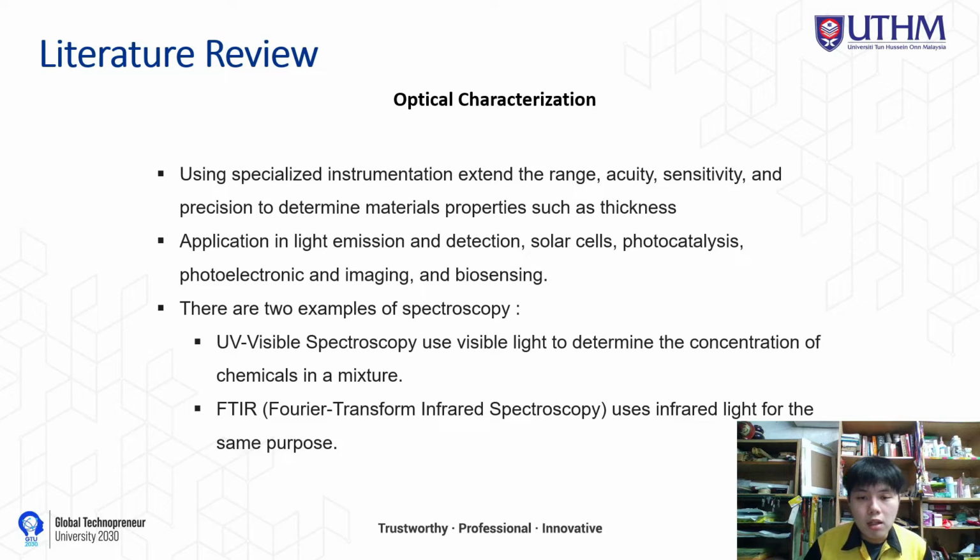There are two examples of spectroscopy, which are UV-visible spectroscopy and FTIR. UV-visible spectroscopy uses visible light to determine the concentration of a chemical in a mixture. And Fourier transform infrared spectroscopy uses infrared light for the sample analysis.